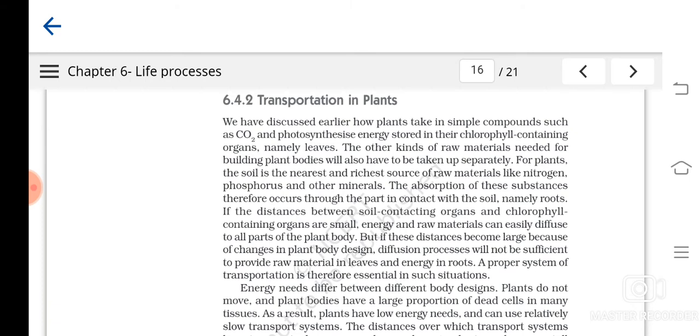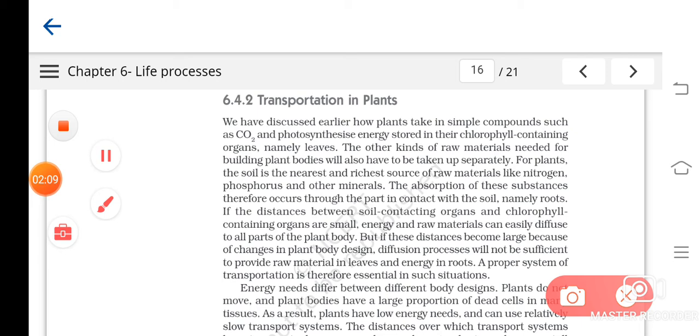So first, if you need to study about the transport of water in the plants, you should know how the water is absorbed by the plants, isn't it? So what are the organs which are responsible for absorption of water? They are the roots, isn't it? There are roots in plants which are nearest to the soil, and the soil contains materials like nitrogen, phosphorus, minerals, etc.